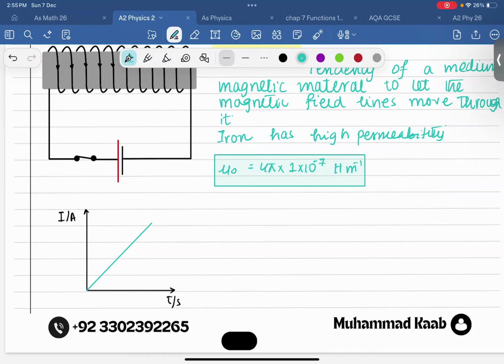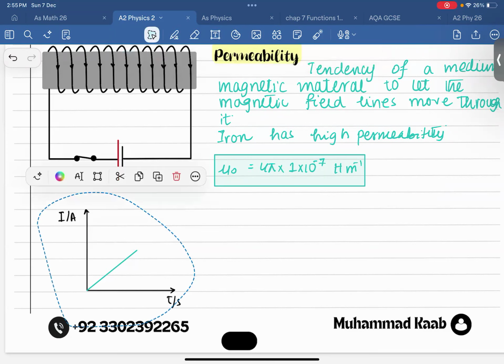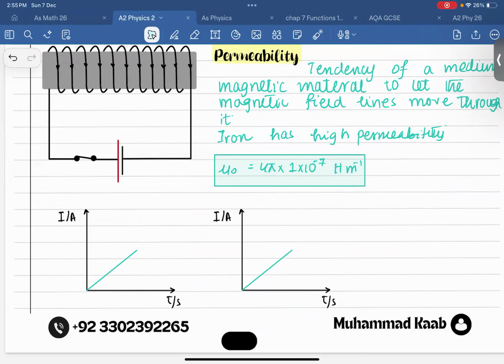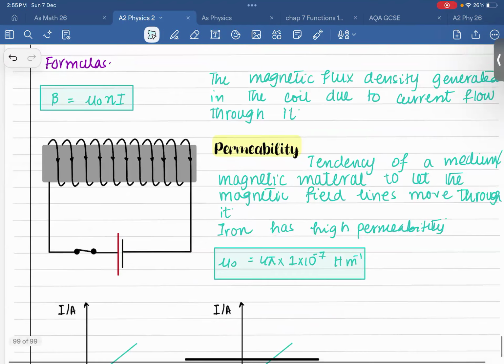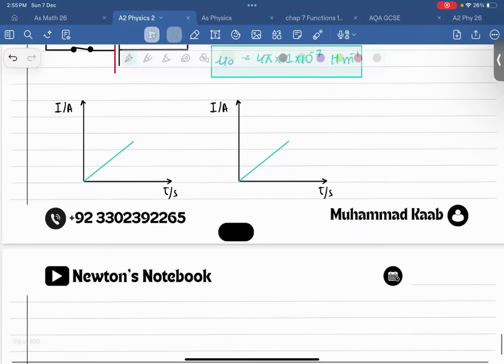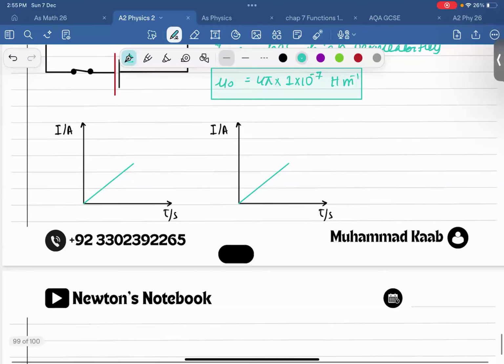So wait, let me just make it a bit smaller. Okay. If I have a graph like this, and I want to make the graph for the magnetic field, because we know that the current and the magnetic field are related. If I try to draw the magnetic field graph with respect to current, and the magnetic field is basically into the coil, so B in Tesla, the magnetic field graph will be like this.